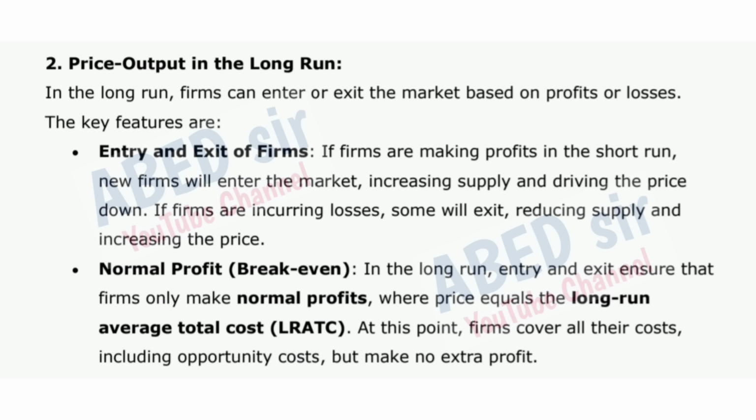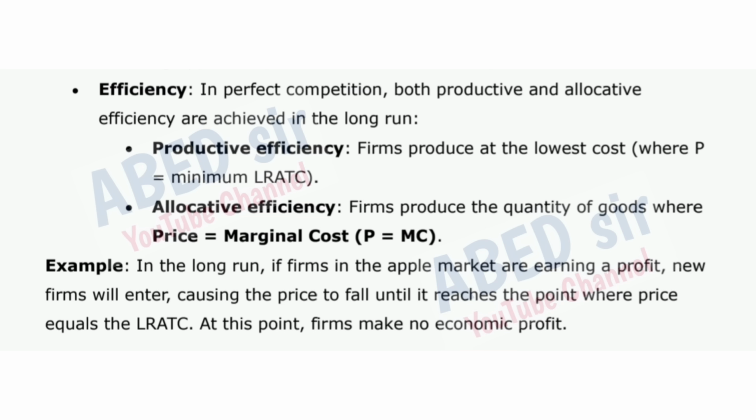Entry and exit ensure that firms only make normal profits, where price equals the long-run average total cost, LAC. At this point, firms cover all their costs, including opportunity costs, but make no extra profit. Efficiency: in perfect competition, both productive and allocative efficiency are achieved in the long run. Productive efficiency: firms produce at the lowest cost, where P is equal to minimum LAC. Allocative efficiency: firms produce the quantity of goods where price is equal to marginal cost, P equals MC.